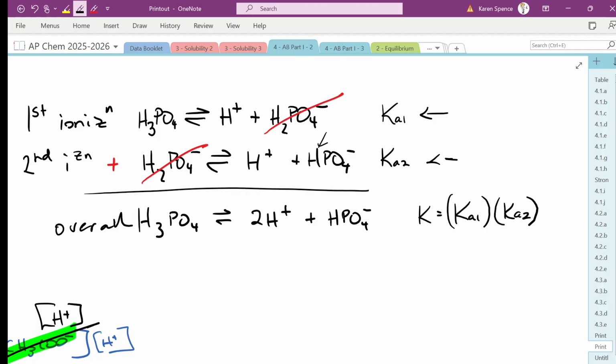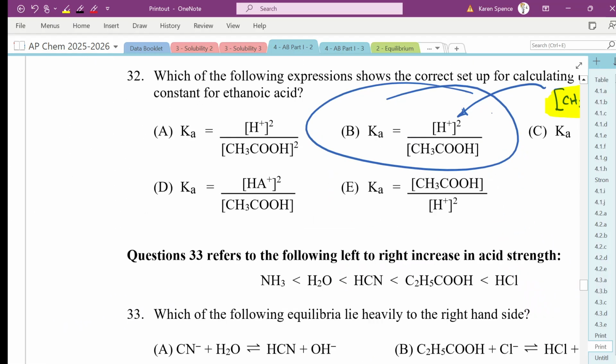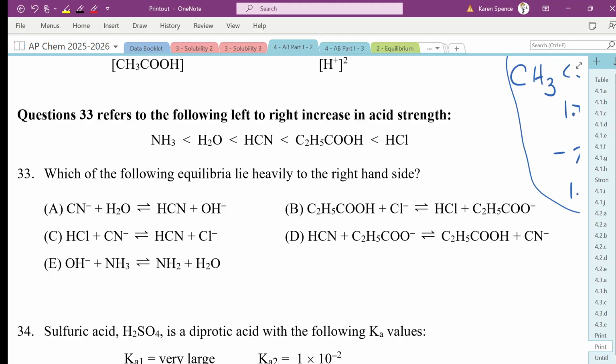Yes? 33. Which of the following equilibria lie heavily to the right-hand side? Okay, and we are told the order of the acids, so we have the acid strengths here. Yeah, I was like, well, we have a strong acid here, so let's look for the one with the HCl on the, oh, hang on, the left-hand side, because that's going to push that to completion. You're not just going to favor the products, you're going to go all the way to products. Okay, because that is a strong acid.